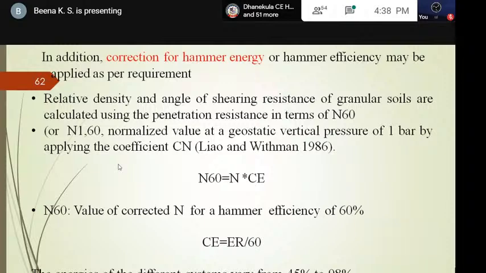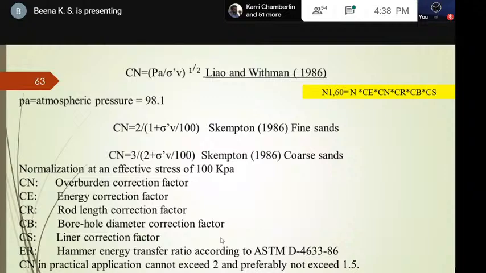The energies of the different systems vary from 45 to 98. So we have the equation N160 is equal to N into CE, and we will see the values here in the nomenclature.